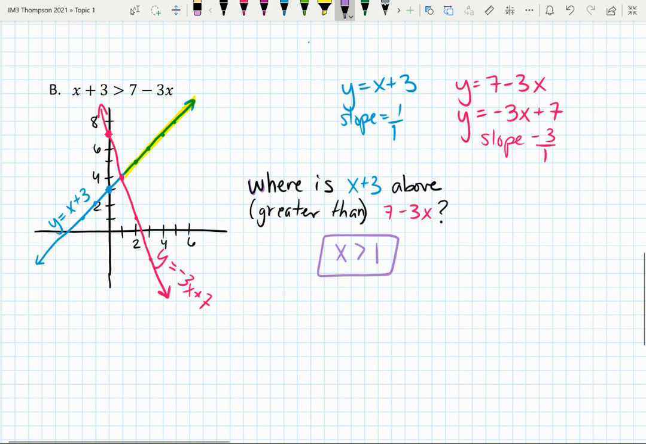I can always check that by picking a number. Okay, great. Let's check this point right here, 3. Does this point where x is 3 make this true? Yes. If I were to pick a point over here, like -1, it will not make this inequality true.